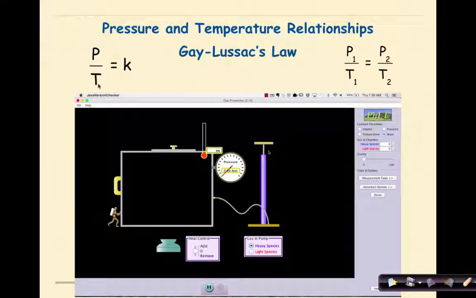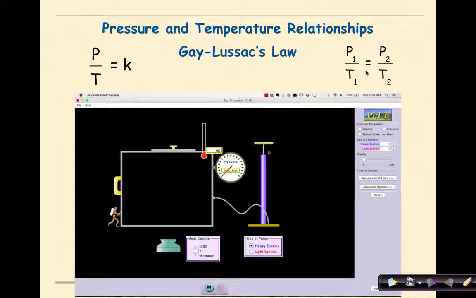Then we have this relationship right here. So as temperature increases, pressure will increase. As temperature decreases, pressure will decrease. And this will always result in a constant. If we know the pressure and temperature of a gas at a given volume and then pressure or temperature is changed, Gay-Lussac's law allows us to calculate the new pressure or temperature by applying the simple relationship that we see right here, where P1 over T1 is equal to P2 over T2.